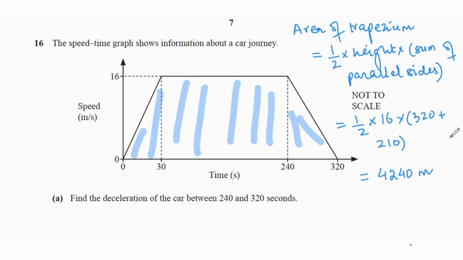Always remember, slope of a speed time graph is your acceleration or deceleration. Distance of a speed time graph is the area under the graph.